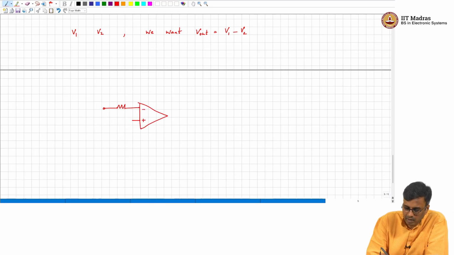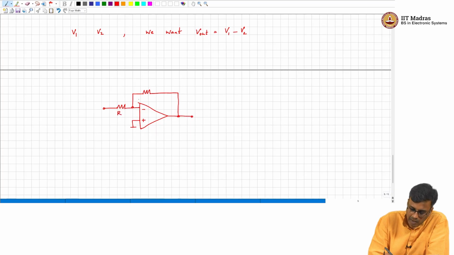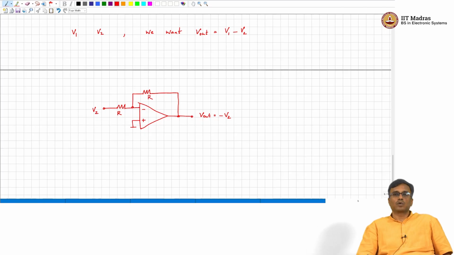So, this is R and this is R and this is V2. So, the output, Vout, is going to be minus V2. All right. So, okay, but to this we need to add V1. So, what do we think we should do?